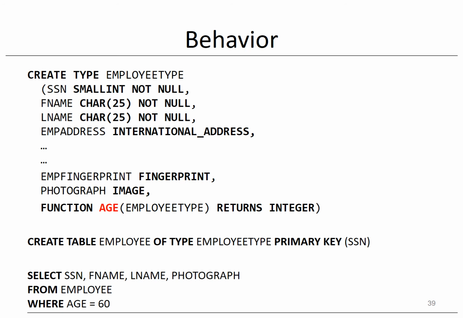Let's consider the example illustrated here. In the employee type definition, we have now explicitly defined a function age, which has an input parameter of type employee and returns the age represented as an integer. We can now define a table employee as shown. We can then write the SQL query at the bottom of my slide to retrieve the social security number, fname, lname, and photograph of all employees whose age equals 60.